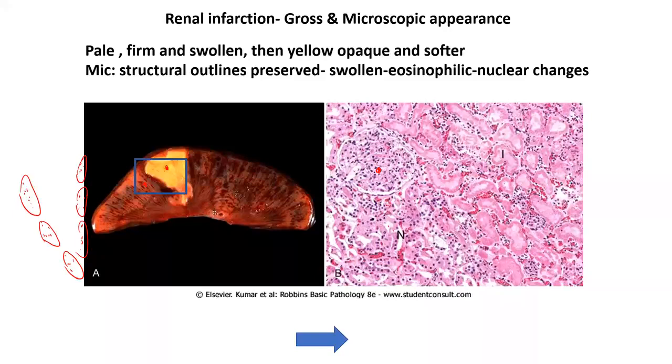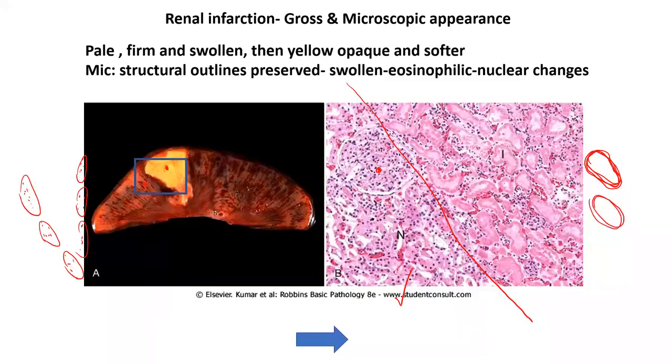If you look at this section, look at this part, this microscopic section. This is a glomerulus. These are tubules, and you can identify very well that they are normal, with a lot of nuclei and cytoplasm, and they are okay. So this is normal kidney tissue.